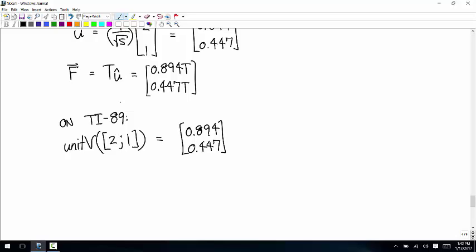Any questions about that? All right, well, let's stop there, and then next time we'll get into statics of particles. We'll finally get some statics.